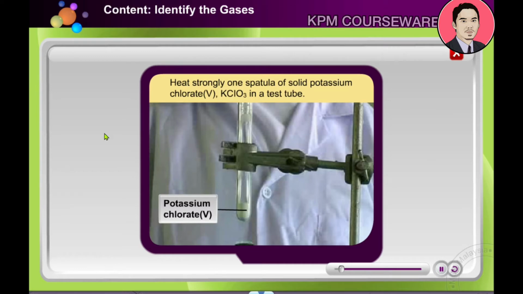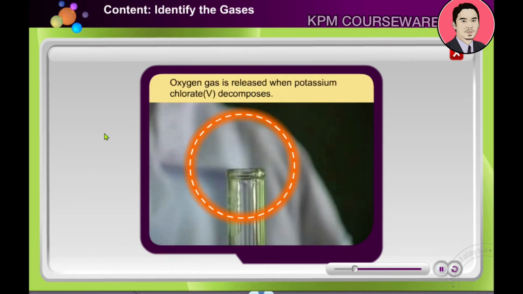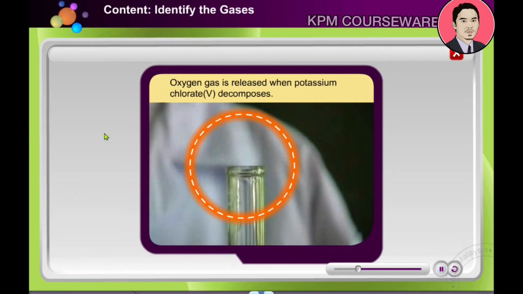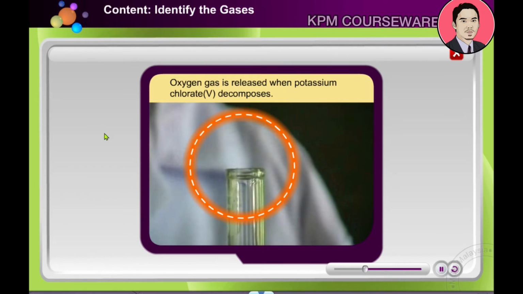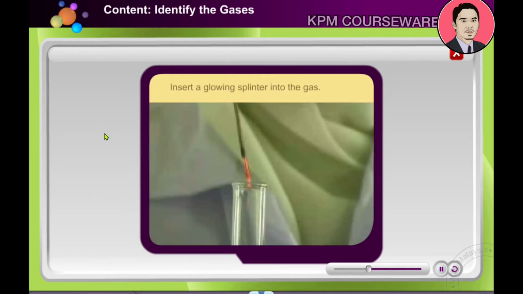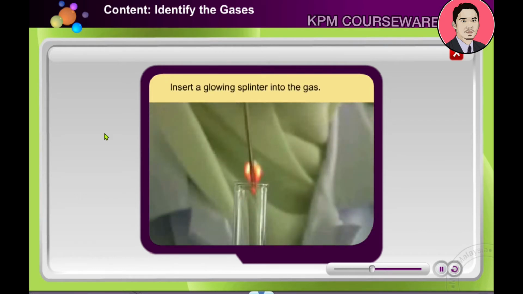Heat strongly 1 spatula of solid potassium chlorate(V) in a test tube. As potassium chlorate(V) decomposes, oxygen gas, which is a colorless and odorless gas, is released. Insert a glowing splinter into the gas. What do you observe?